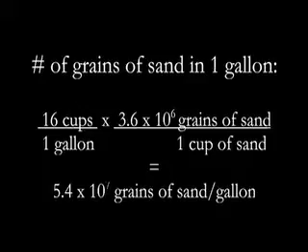How many grains of sand are in 1 gallon of sand? Now let's calculate the number of grains of sand in 1 gallon. We've got 16 cups per gallon times 3.6 times 10 to the 6th grains of sand in 1 cup. That gives us 5.4 times 10 to the 7th grains of sand per gallon.